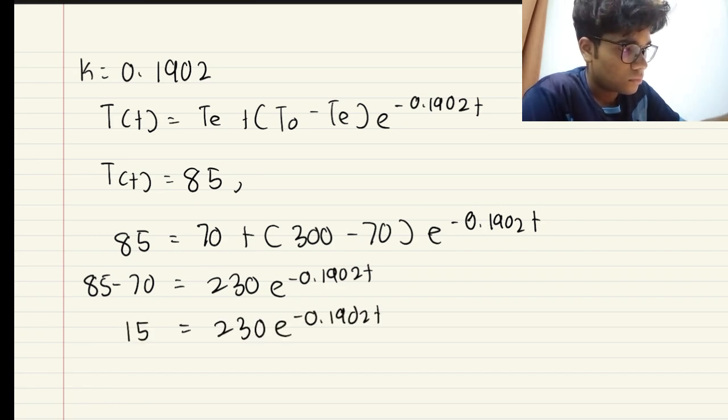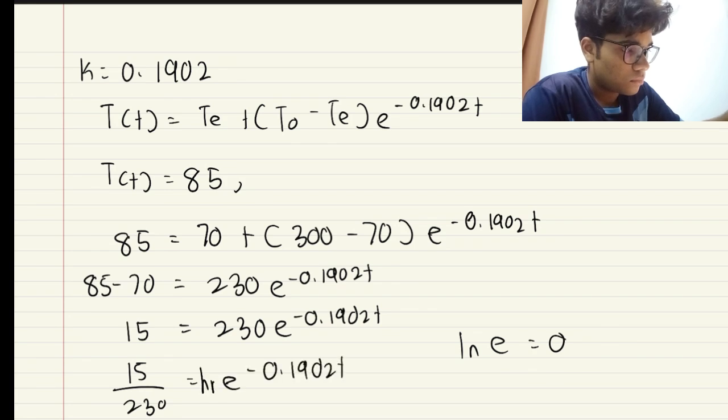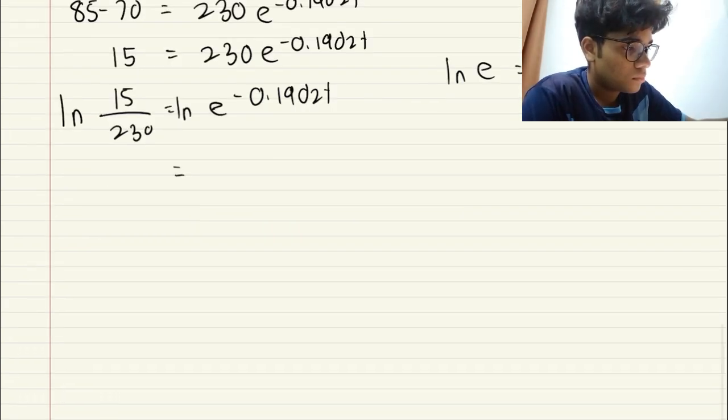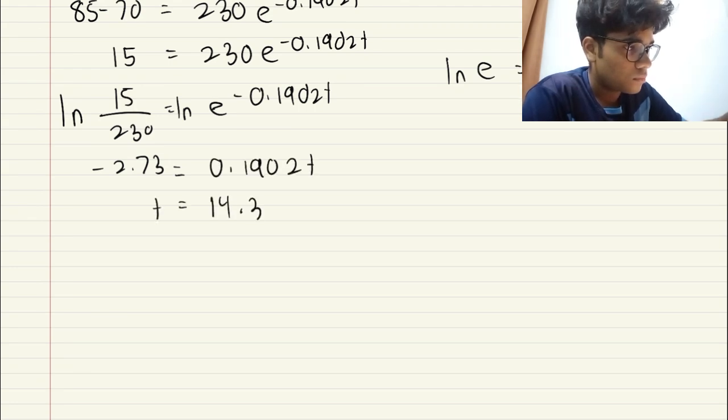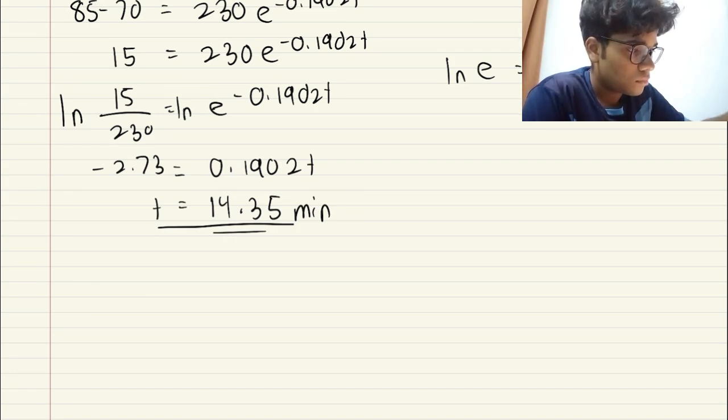In order for us to remove the e, we have to add in a ln, which brings us up to 0. So 15 over 230. Now we just have to add in the ln, and we will get negative 2.73 and 0.1902T, which brings T up to 14.35 minutes. So this will be the answer for part 3A.